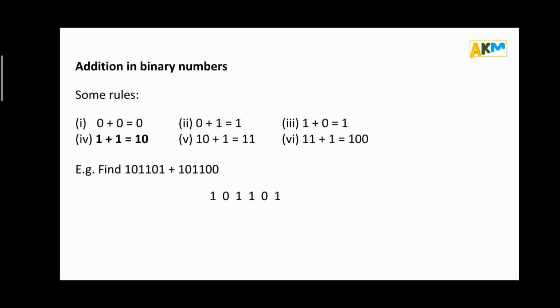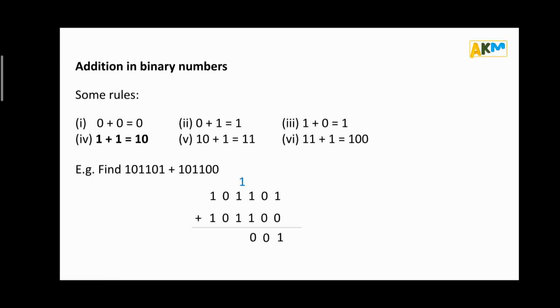So we will put both the numbers vertically, and we will add like that. First we will add from the right side. So 1 plus 0 is equal to 1, and 0 plus 0 is 0, and 1 plus 1 is, according to the rules of binary, 10. So we will put 0 here and we will carry 1 to the left column.